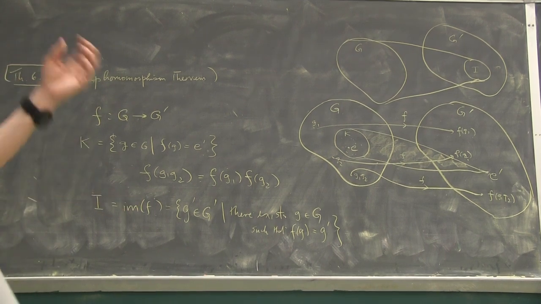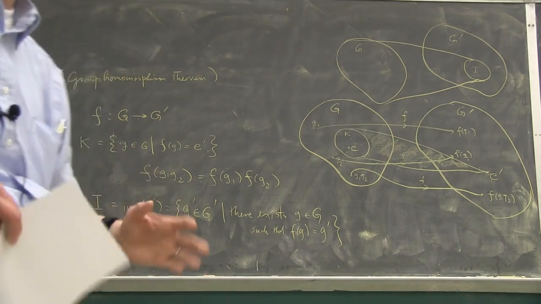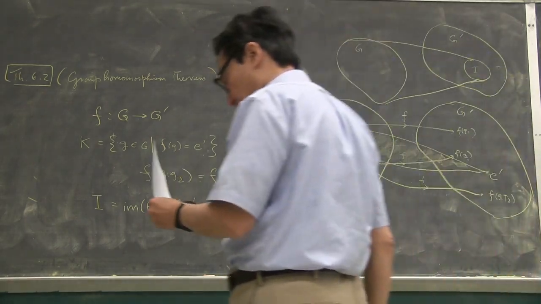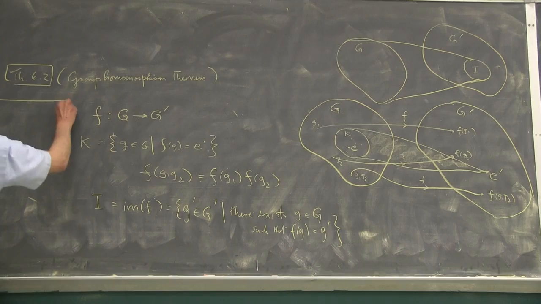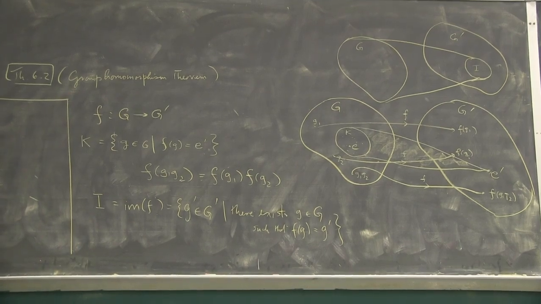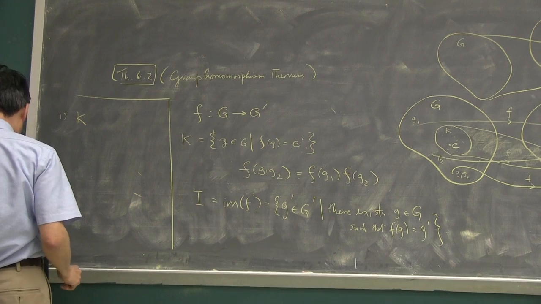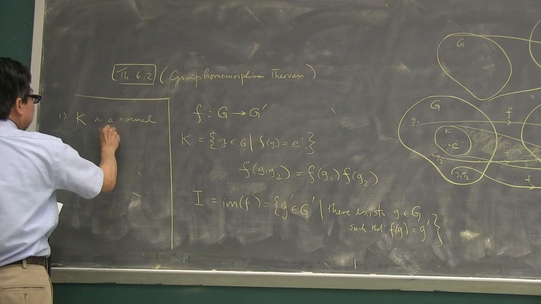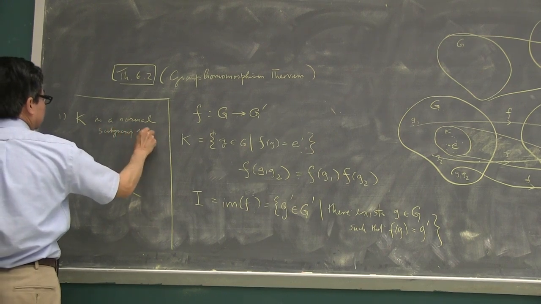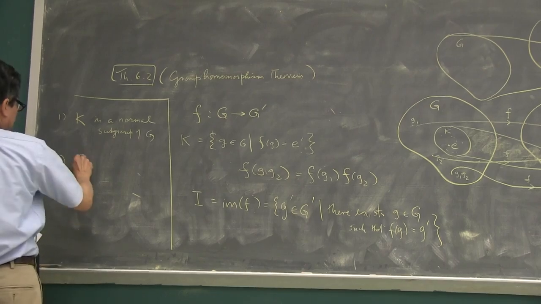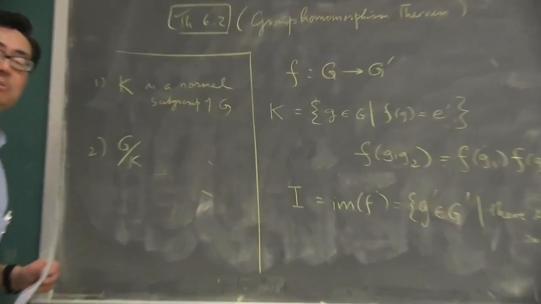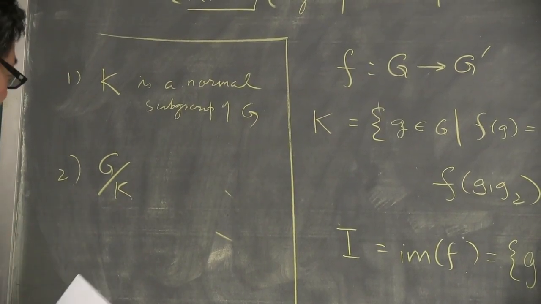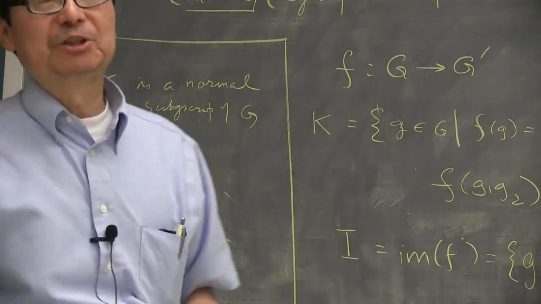So you have G, you have G prime, you have K, you have I. So you have those four things now. The theorem states two things, two very simple results. Number one, kernel K is always a normal subgroup of G. Number two, since it's a normal subgroup, you can form a quotient group, G divided by K, and as we discussed just now, this thing is isomorphic to the image.